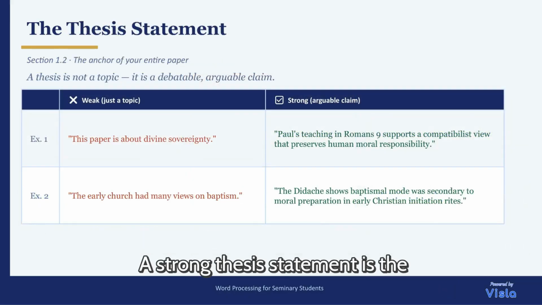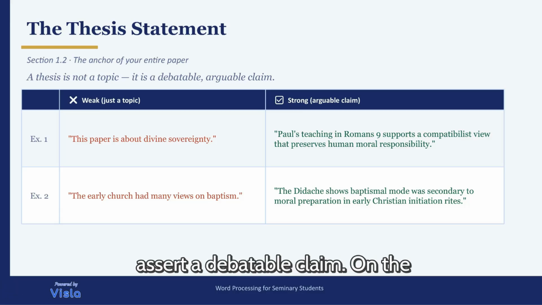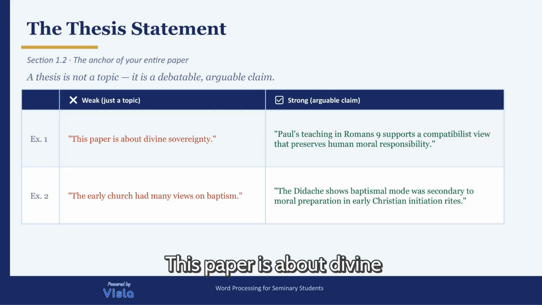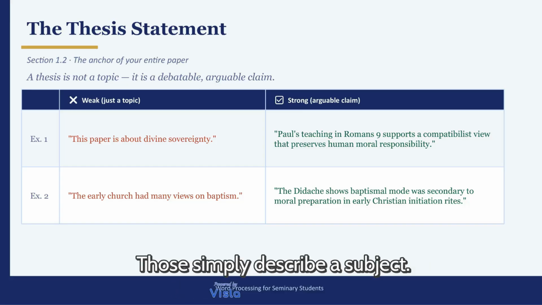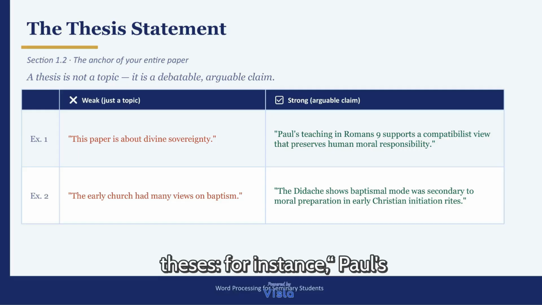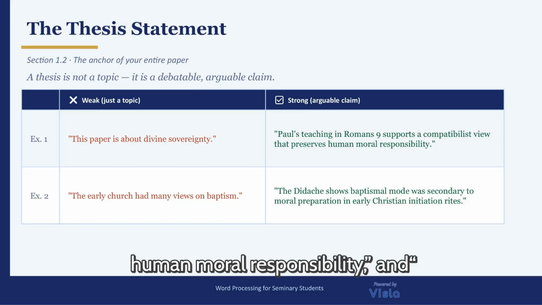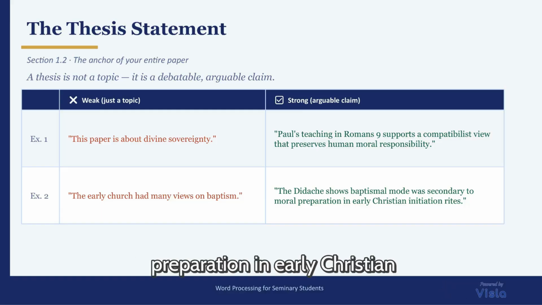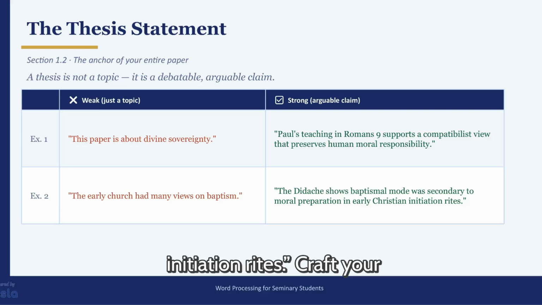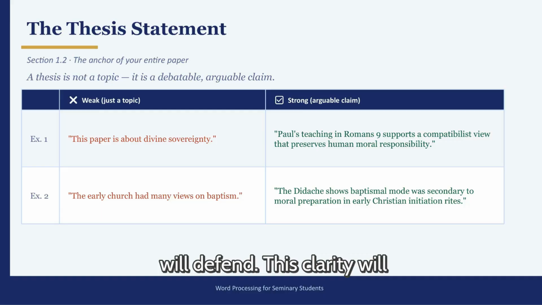A strong thesis statement is the anchor of your paper. Unlike a mere topic, your thesis must assert a debatable claim. On the left, you see weak examples. This paper is about divine sovereignty, or the early church had many views on baptism. Those simply describe a subject. On the right, strong, arguable theses. For instance, Paul's teaching in Romans 9 supports a compatibilist view that preserves human moral responsibility. And the Didache shows baptismal mode was secondary to moral preparation in early Christian initiation rites. Craft your thesis as a clear, persuasive argument that your entire paper will defend. This clarity will guide your research and structure every section of your essay.